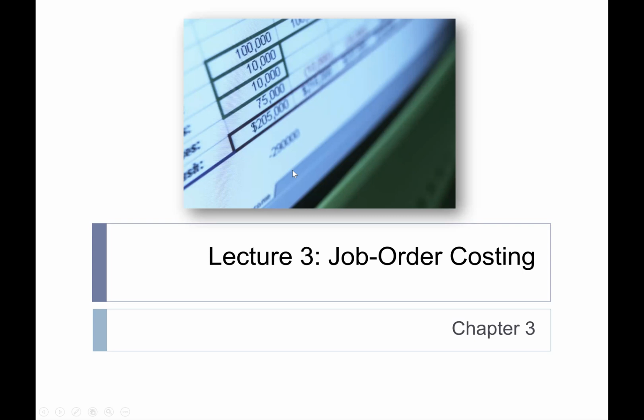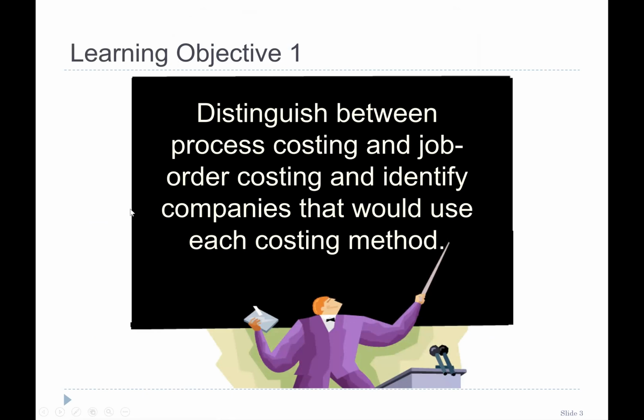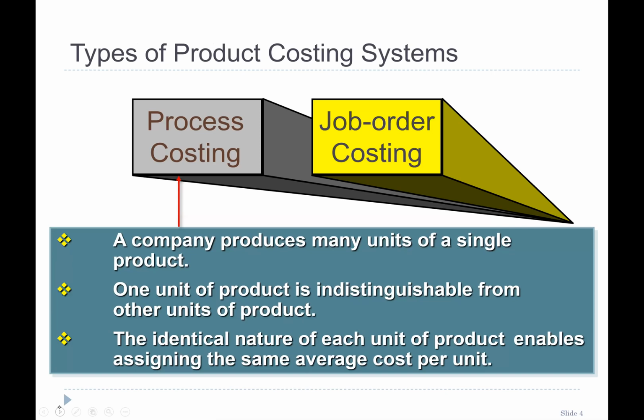So today we are starting a new chapter, chapter number 3, which is job order costing. Our first learning objective is to distinguish between process costing and job order costing and identify companies that would use each costing method. Let's first talk about the types of costing system. We have the process costing system and the job order costing system.